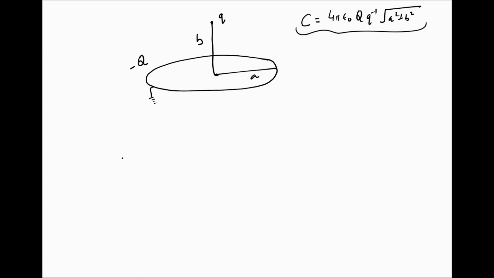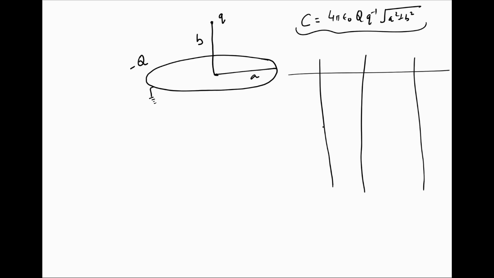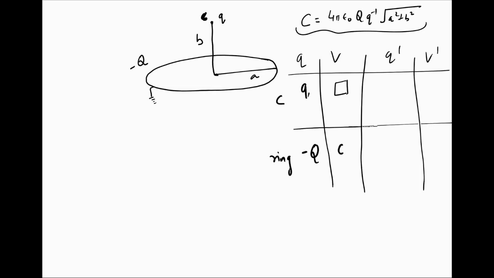Now how to do it? So again we will make a table: Q, V, Q dash, V dash. This is for the point charge, let us say this point charge at C, and this is for the ring. So when this point charge Q is there, now we don't know the potential of the point charge, because at this point, if the self potential is considered, we don't know what it is. Similarly, this is minus Q, but we are told that it is grounded.